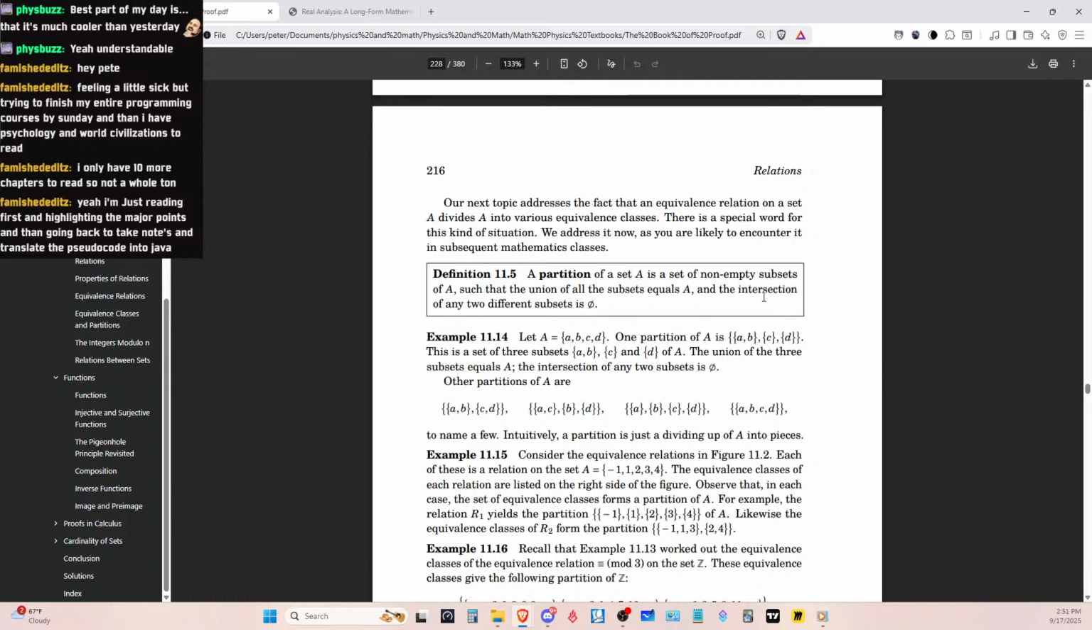Here we go, partition. A partition of a set is a set of non-empty subsets of A, such that the union of all the subsets equals A, and the intersection of any two subsets is equal to the empty set. Yeah, I'm just reading first and highlighting the major points, and then going back to take notes and translate the pseudocode into Java. Oh, okay, I see.